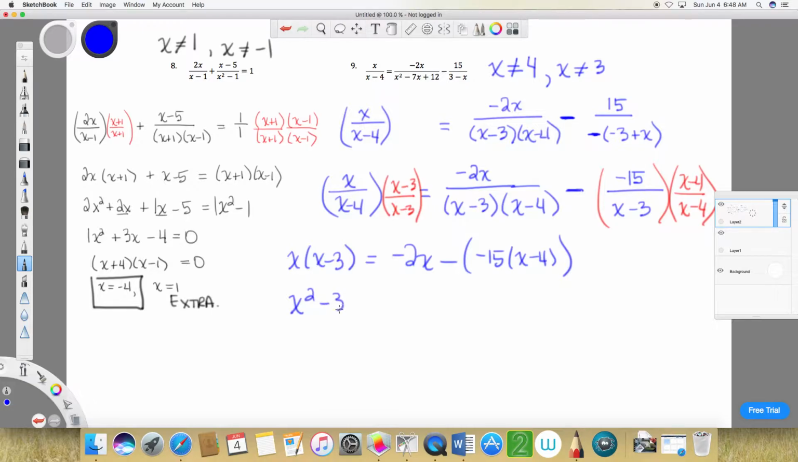X squared minus 3x, negative 2x. Let's distribute the negative 15 to both terms here. And now, you got to be careful on this one with sign errors. Now we take the opposite of this binomial.